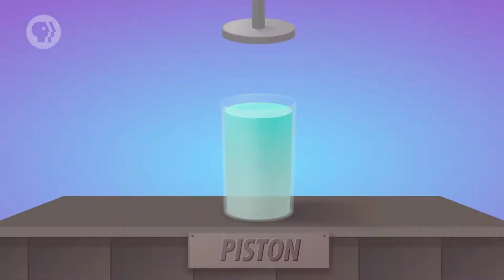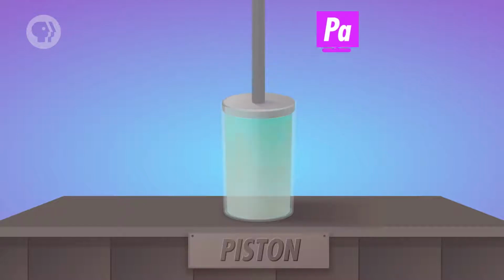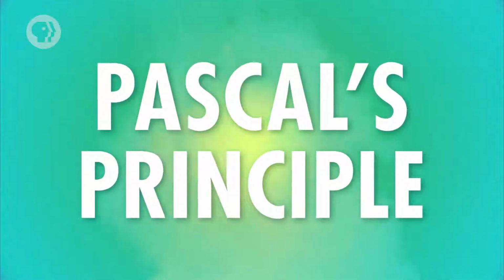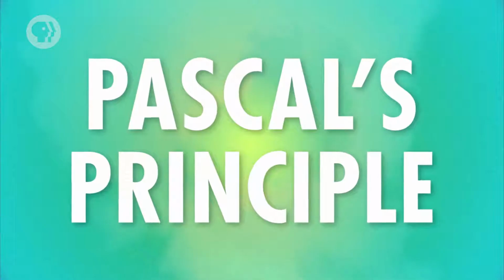If you have water in a cup and you use a piston to apply 10,000 pascals of pressure to the surface of the water, then the pressure everywhere in the water increases by 10,000 pascals. Today, that concept is known as Pascal's principle, and it's the reason hydraulics are so useful.